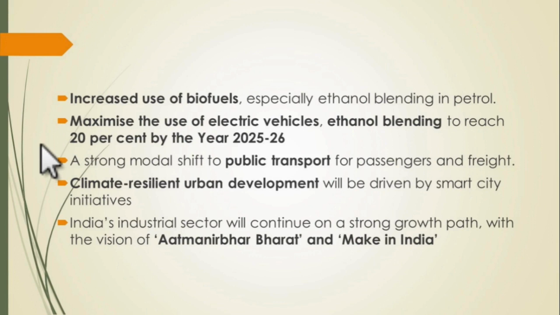You know, our population is increasing day by day. Everybody starts using a vehicle. What happens? Carbon dioxide emission increases, greenhouse gas emission increases. So what is the government saying? We have to encourage people to use public transport for both passenger and freight. Okay. Then climate resilient urban development. You know, smart cities should be climate resilient. Also, all these things should be achieved through what? Atmanirbhar Bharat and Make in India.